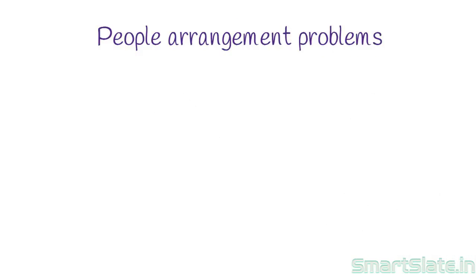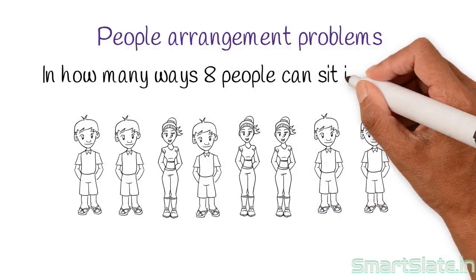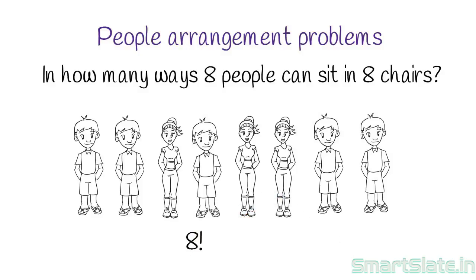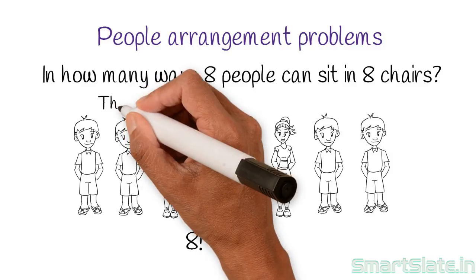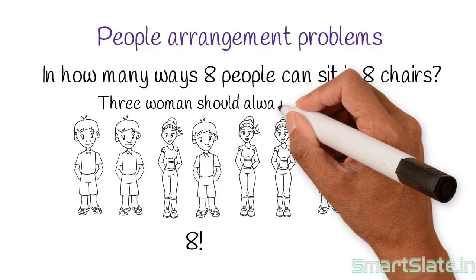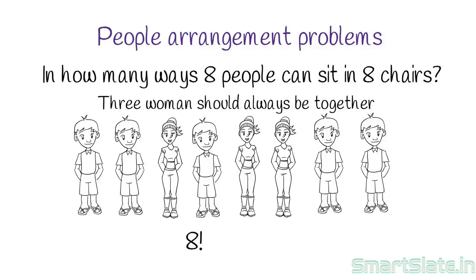The word problems can be extended to different kinds of problem. For example, in how many ways 8 people can be made to sit in 8 chairs? Answer is 8 factorial. Treat each person like a letter from 8-letter word. Problem can still be extended by saying out of 8 people, 5 are men and 3 are women. People should sit in the chairs such that 3 women should always be together.